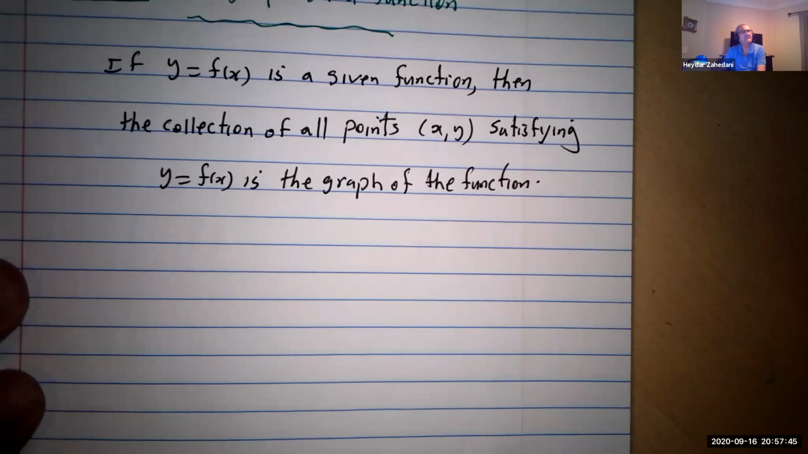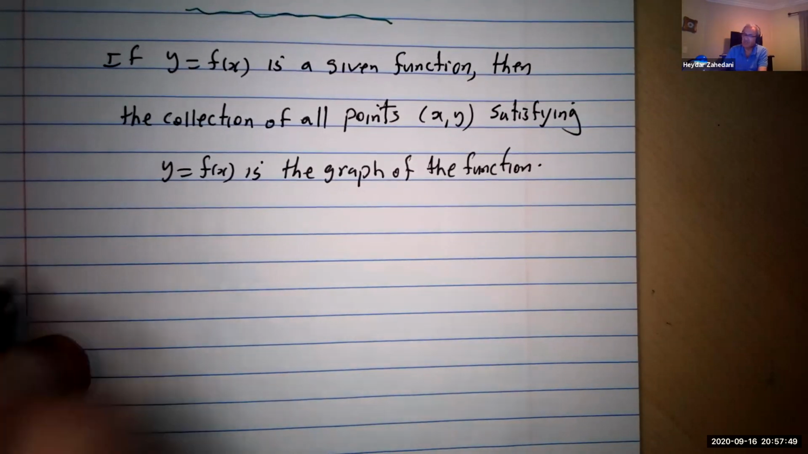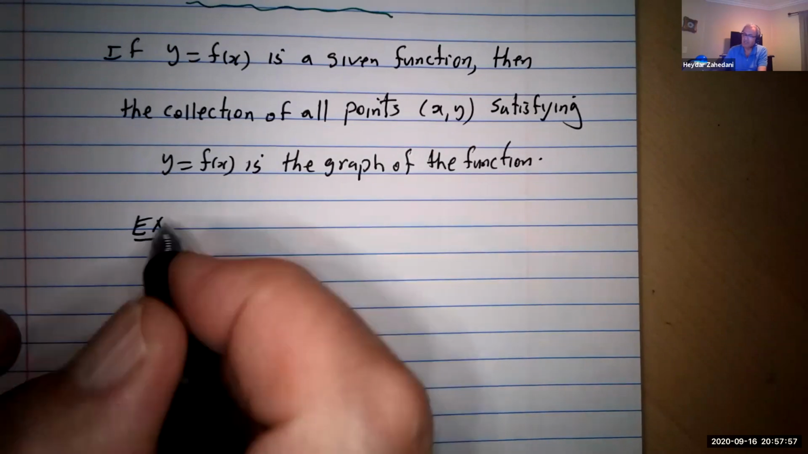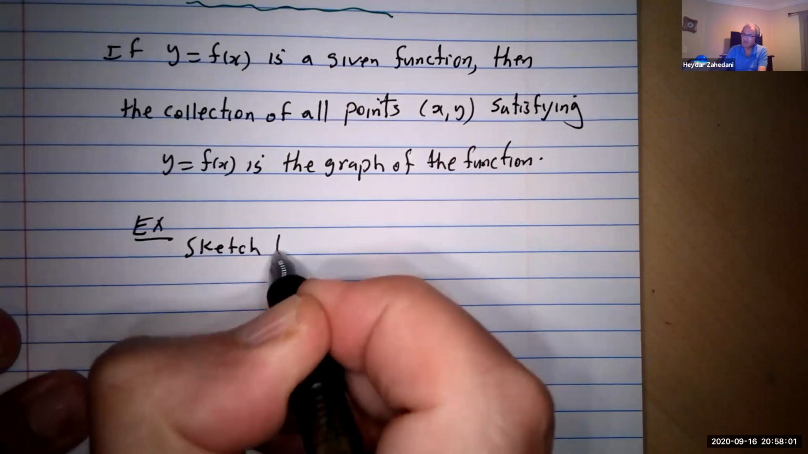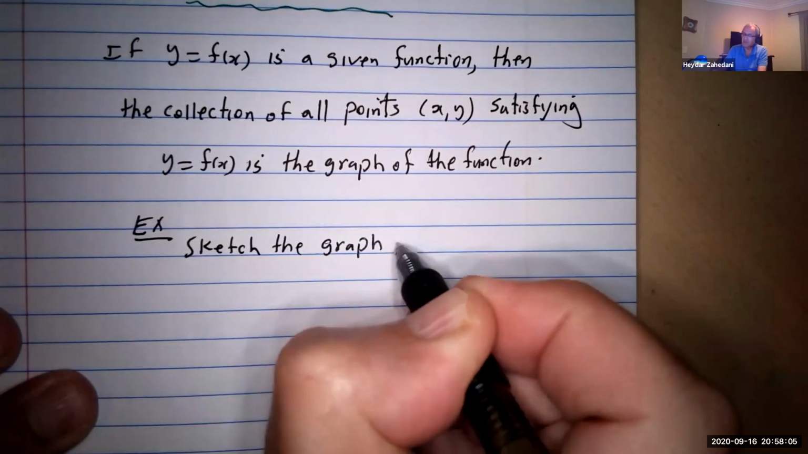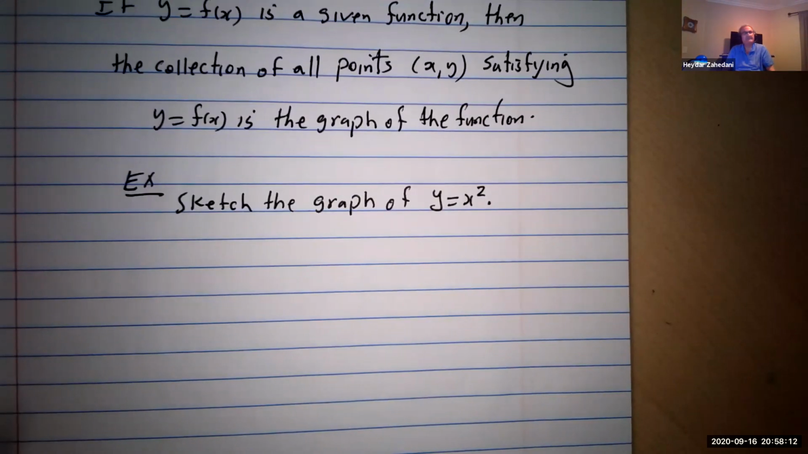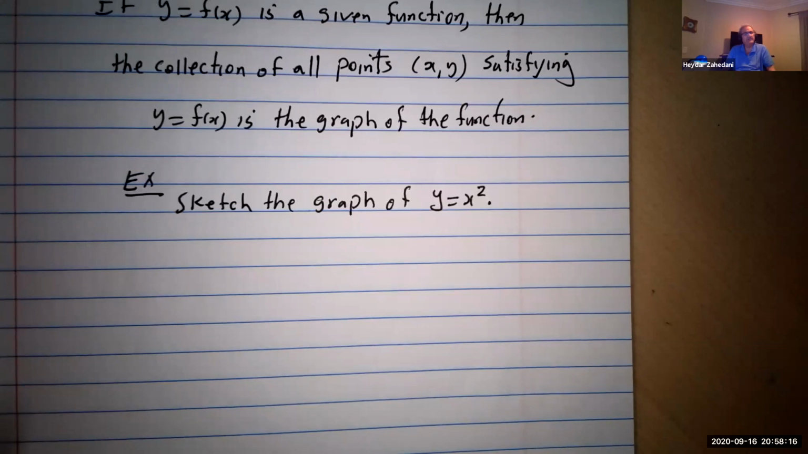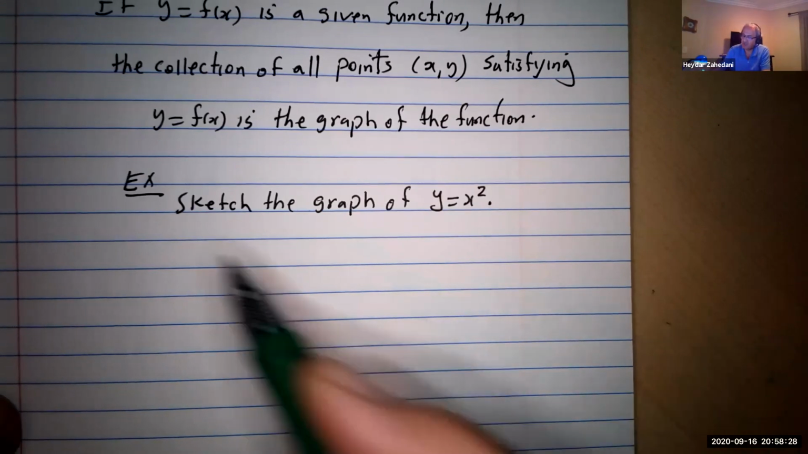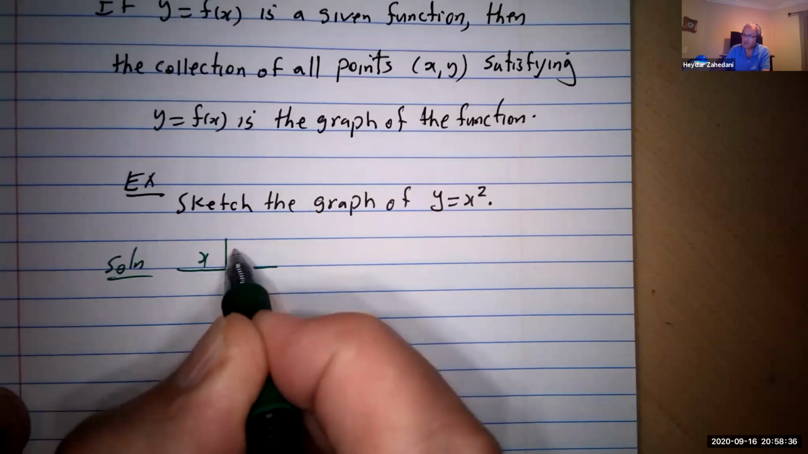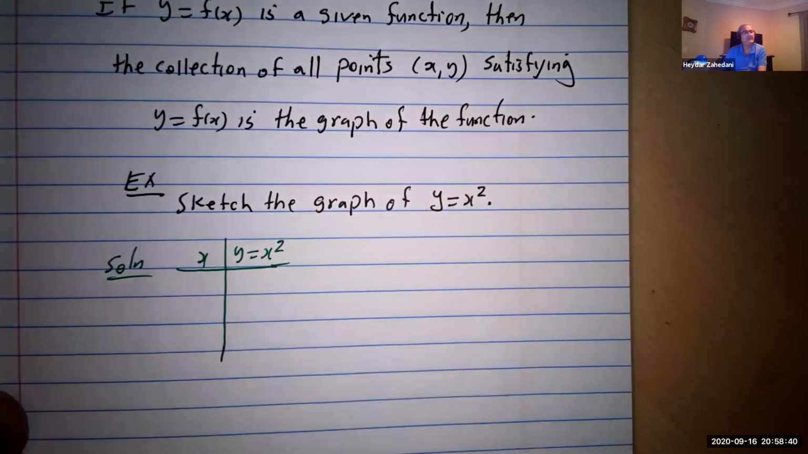We are going to graph different functions in the future, but just one easy example that we did before. We want to sketch the graph of the function y equals x squared, like we did before. We just pick a couple of points that satisfy this equation and we connect them together. Because it's x squared, we know that we are going to have a curvilinear graph. So the solution is: just pick some points. This is x and this is y equals x squared. A couple of numbers would be fine.